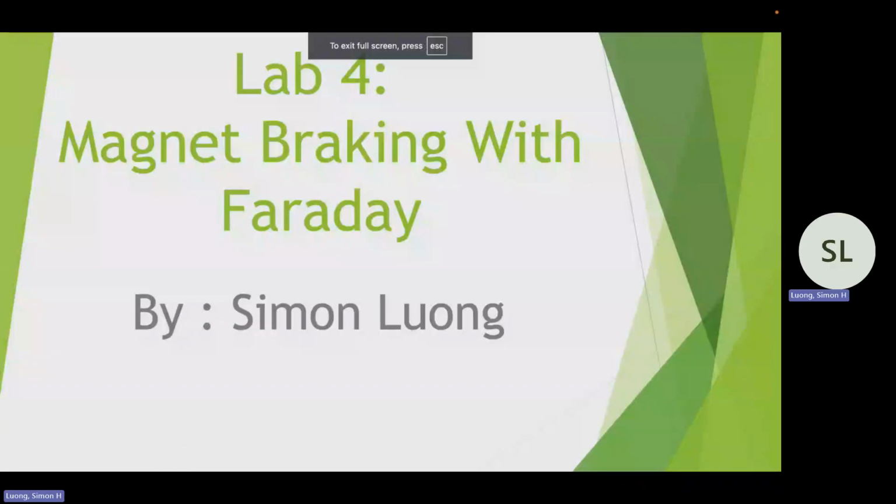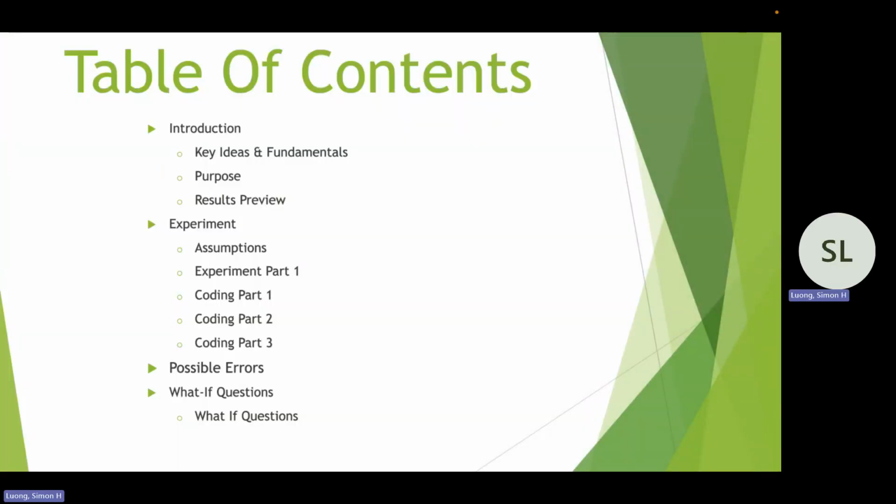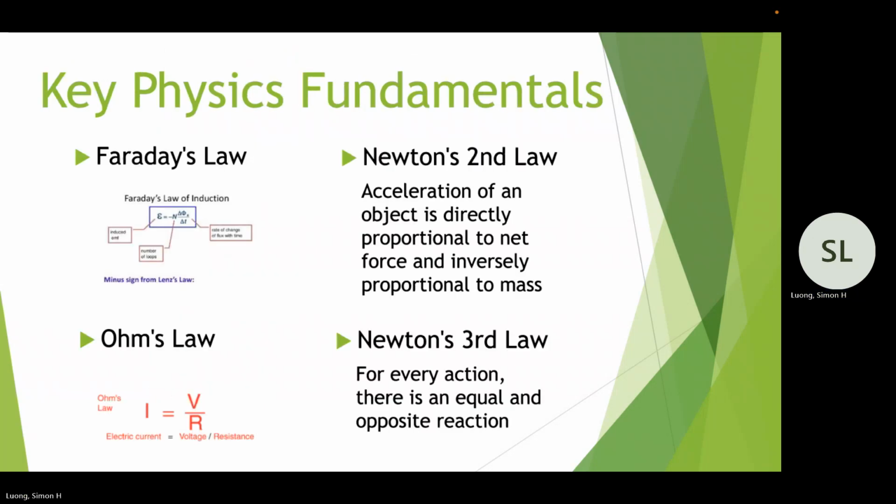So this is my lab for magnetic braking with Faraday. Table of contents wise, I'll be going through the introduction, key ideas and fundamentals, purpose, results preview, the experiment itself, assumptions, experiment part 1, coding part 2, and then finally coding part 3. I'll be going through the possible errors and then finally the what if questions.